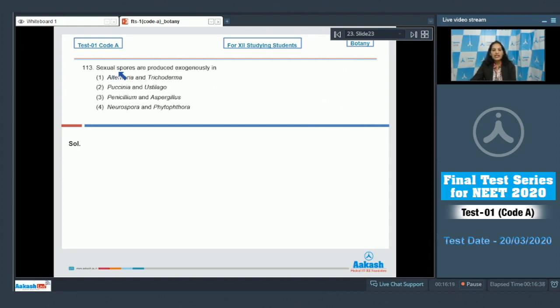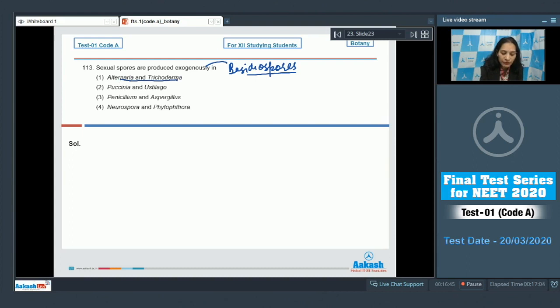Question number 113. Sexual spores are produced exogenously in. What are sexual spores which are produced exogenously? These are basidiospores. So basidiospores are formed in the members of basidiomycetes. So you have to search for the members of basidiomycetes or the club fungi.